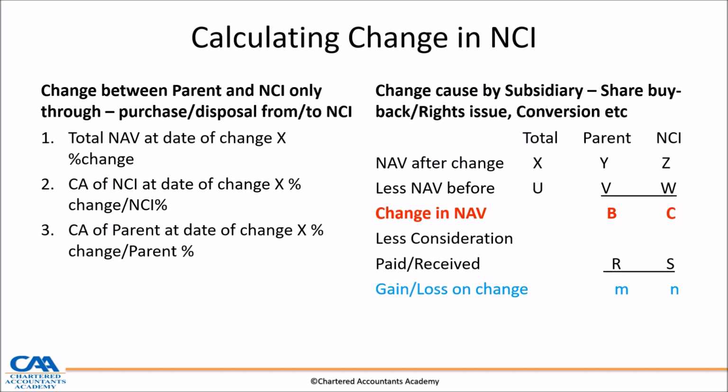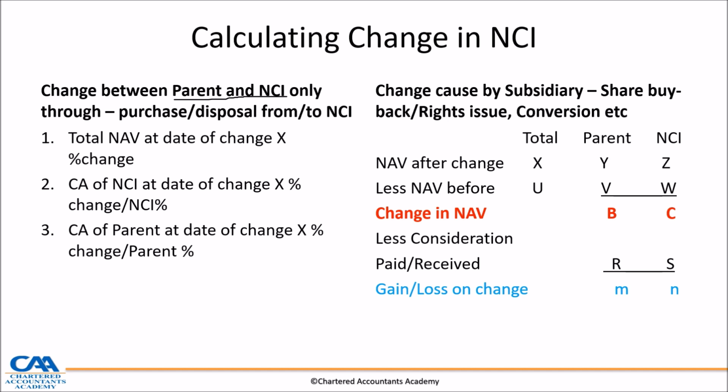So let's start with the change between parent and NCI only, through either purchase or disposal. We just take our total net asset value times the percentage change. Or we can take the carrying amount of NCI at date of change times the percentage change over NCI percentage. We should get the same figure. Or the carrying amount of parent share of net assets times the change over parent's percentage. So this would give more or less the same figure.